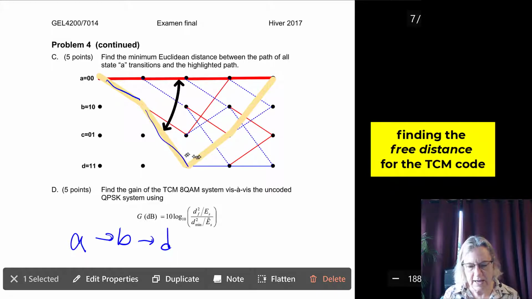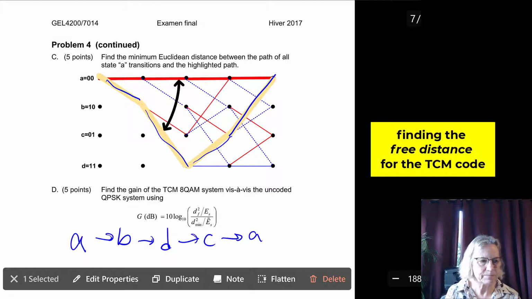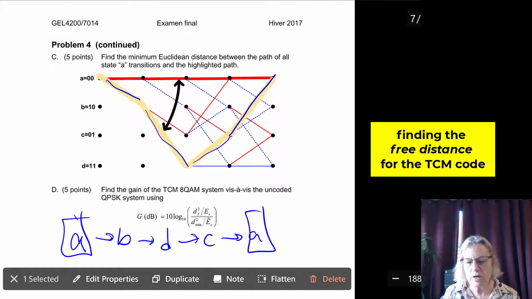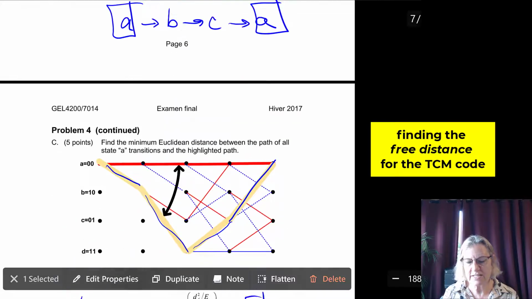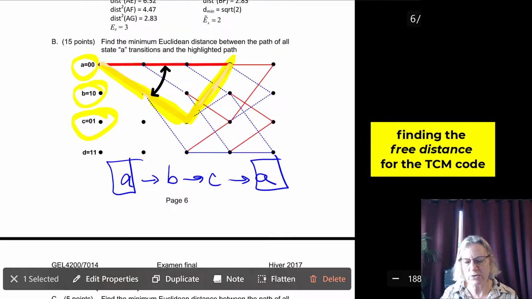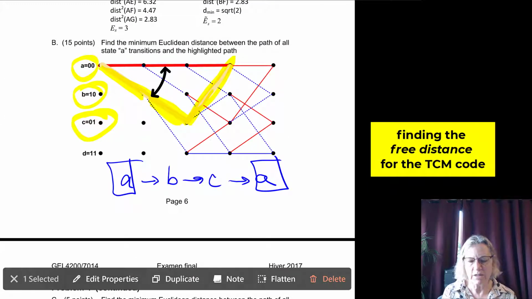And from D, I go back up to C. And from C, I go back up to A. So this, of course, also goes from A to A. There are more steps in this path, but that doesn't necessarily mean it's longer or shorter, because this distance we were really interested in is, of course, the Euclidean distance.